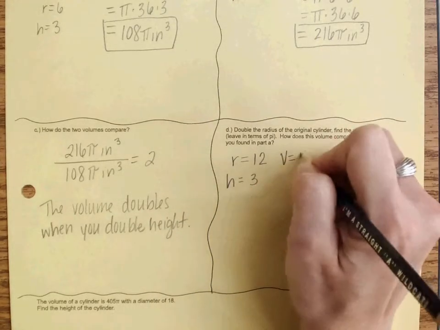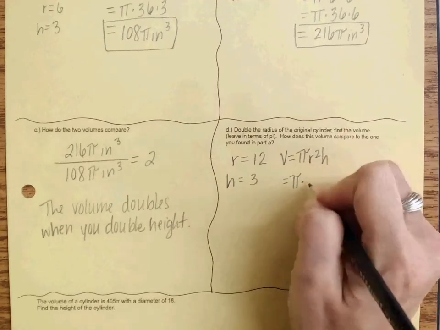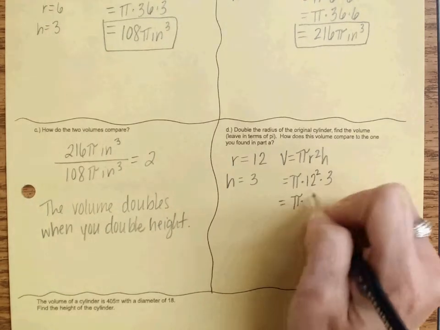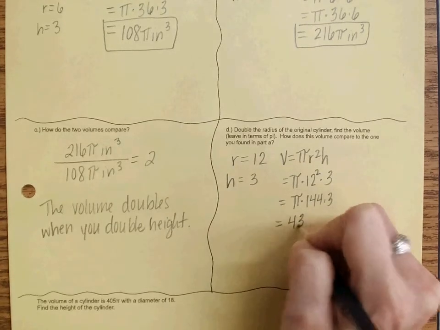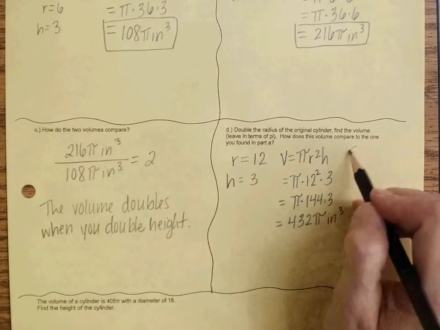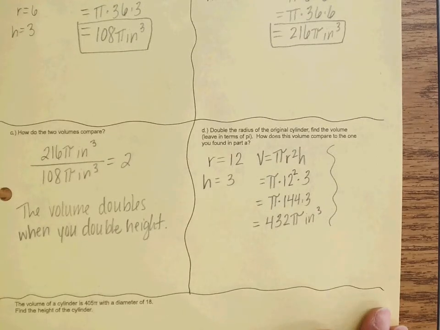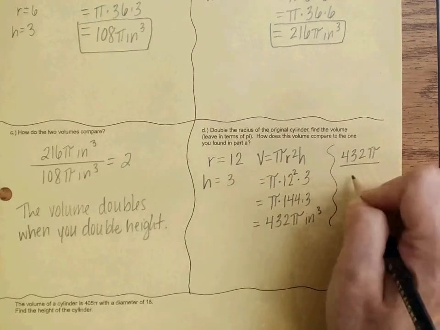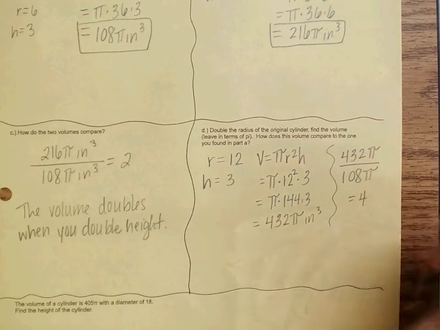My volume for the cylinder, the formula is still pi r squared h. Pi times r, which is squared, times h, which is 3. 12 squared is 144 times 3. We multiply that together, we get 432 pi inches cubed. Now, it says to compare this volume to what we found in part A. So 432 pi, we'll just do pi this time, since we're running out of room, divided by 108 pi, and we get 4. We're going to put this into words.